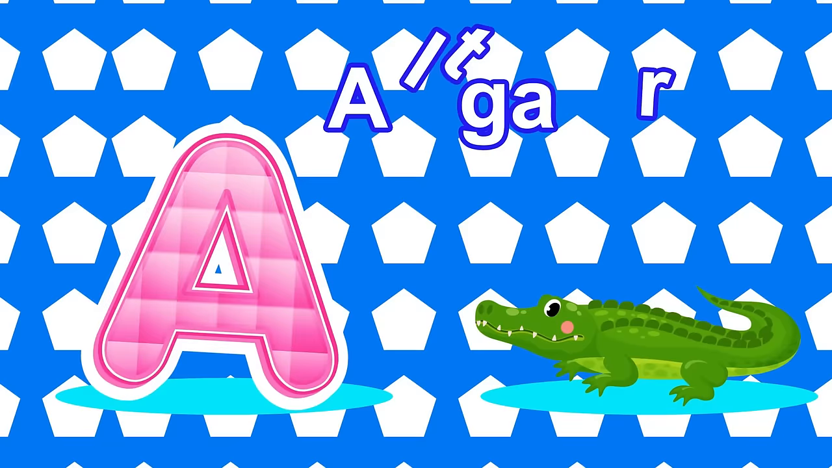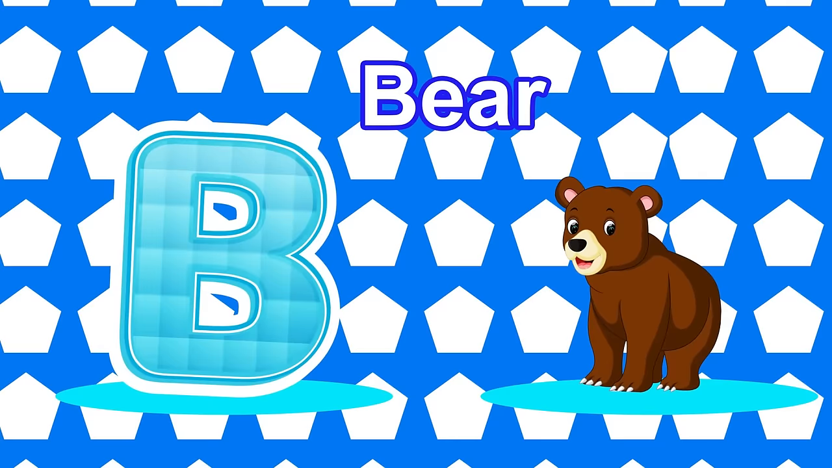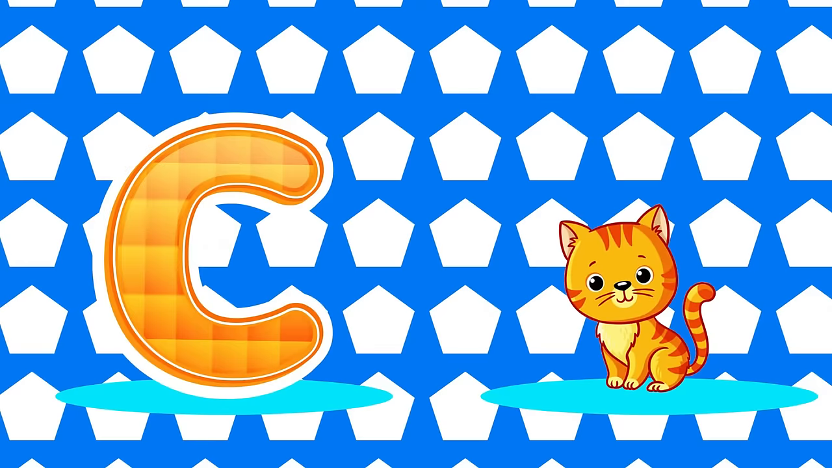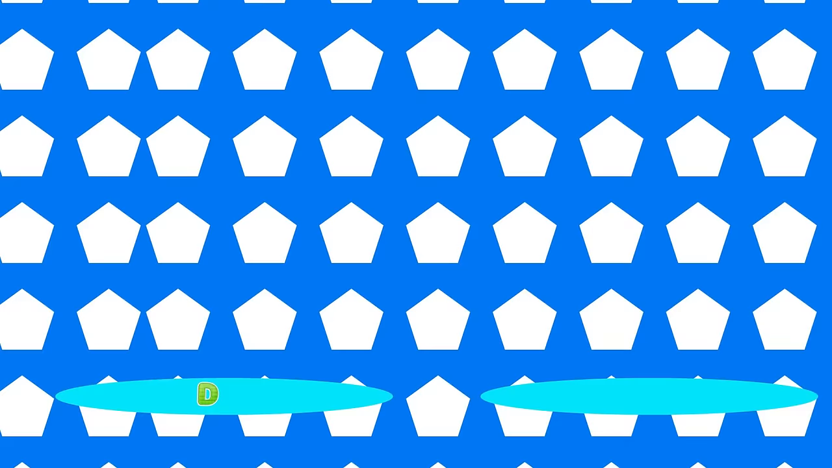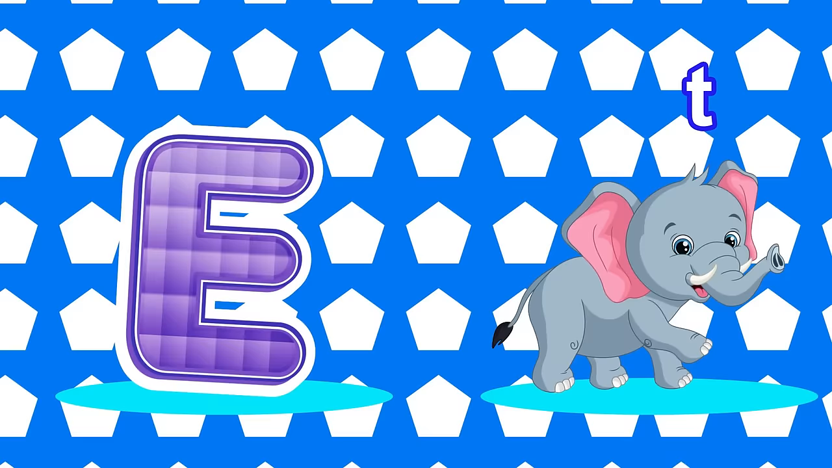A alligator. B is for bear, bear. B bear. C is for cat, cat. C cat. D is for duck, duck. D duck. E is for elephant, elephant.